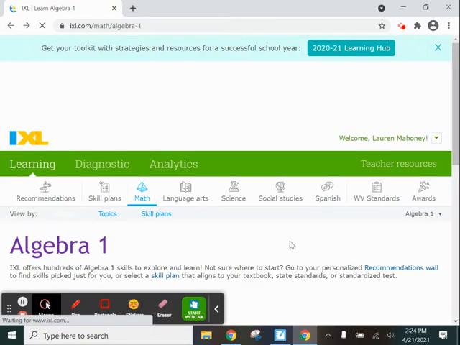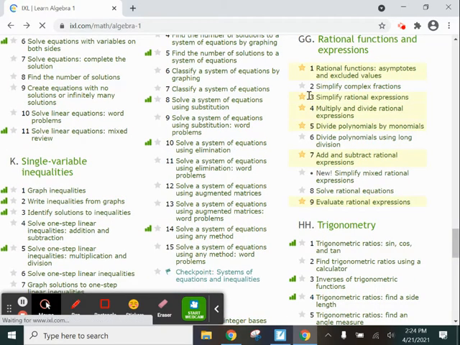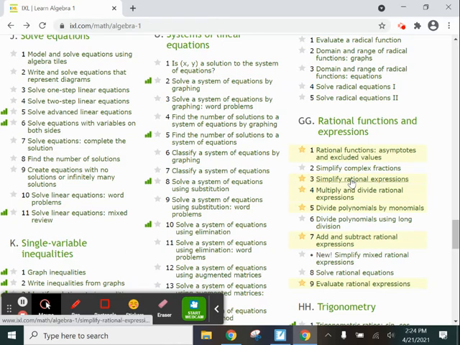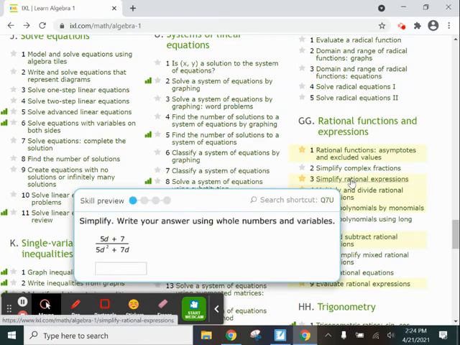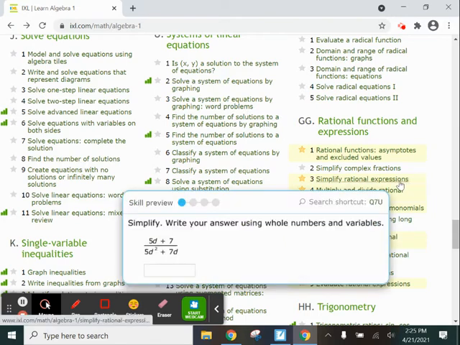The next one that we're going to do in this lesson is this GG3, which is simplify rational expressions. By the way, I am in Algebra 1, so you want to make sure that you follow the links in the assignment or that you actually switch to Algebra 1 in IXL. This is not in Algebra 2. This is in Algebra 1, so please make sure you're going to the correct place. So, simplify rational expressions.